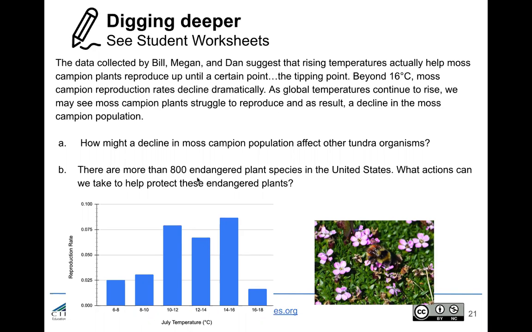And then also wanting them to think about potentially other endangered plant species or species in their communities, and what actions we may need to take to protect the endangered species in their communities. So a couple opportunities. Again, all of these resources are as Google Docs, so you can feel free to manipulate or modify these digging deeper questions to kind of fit what you're doing in your classrooms.